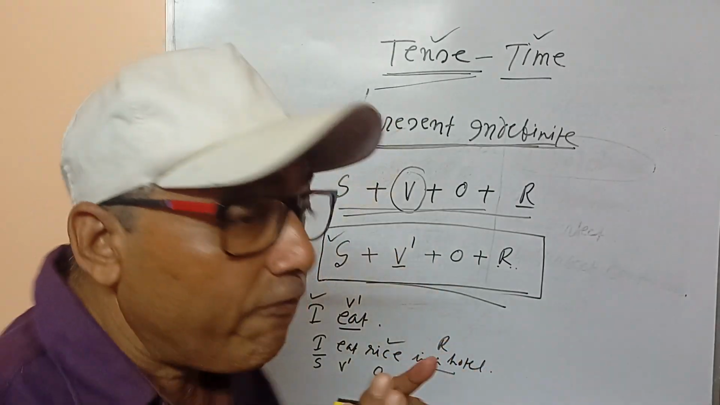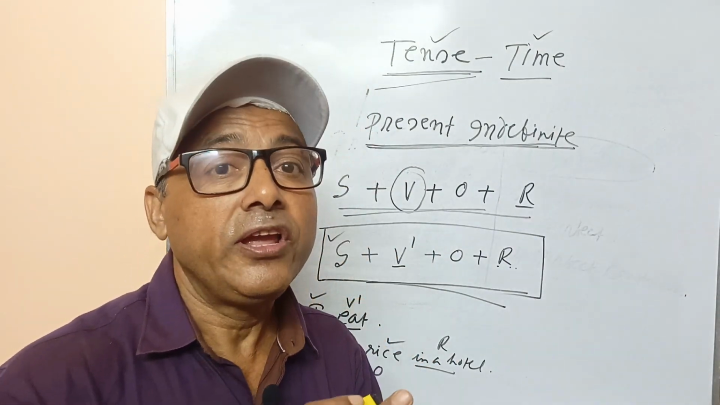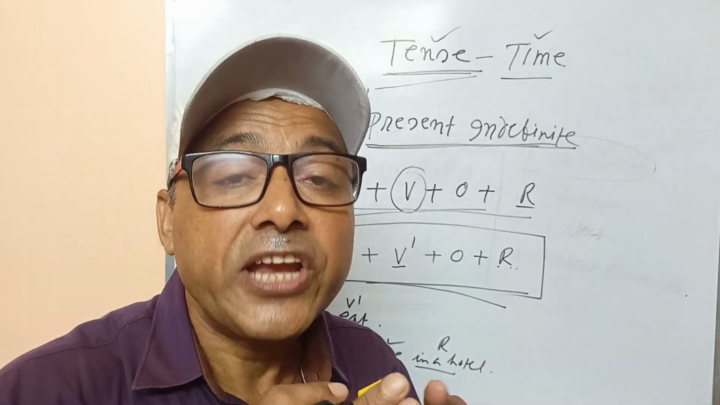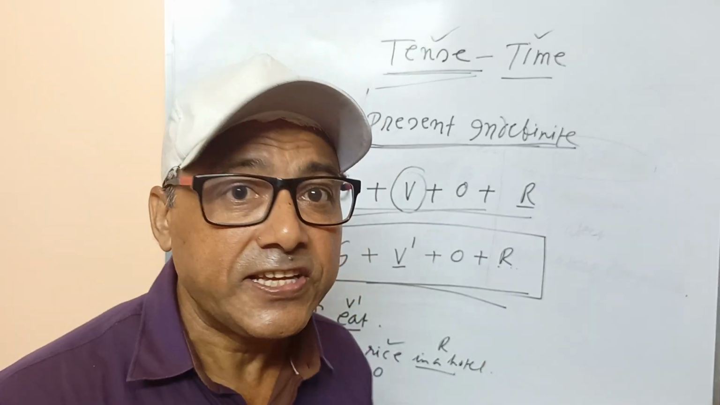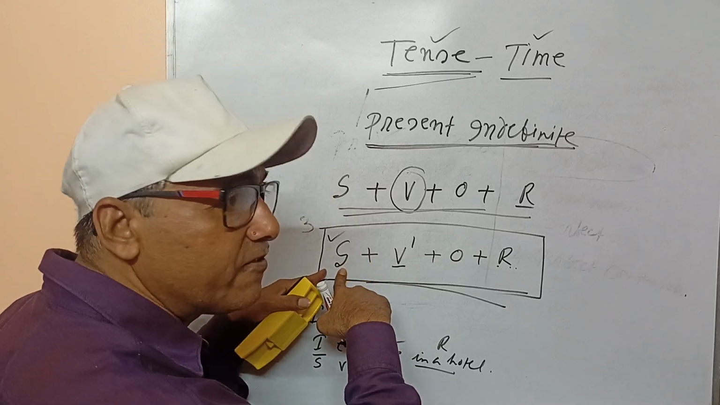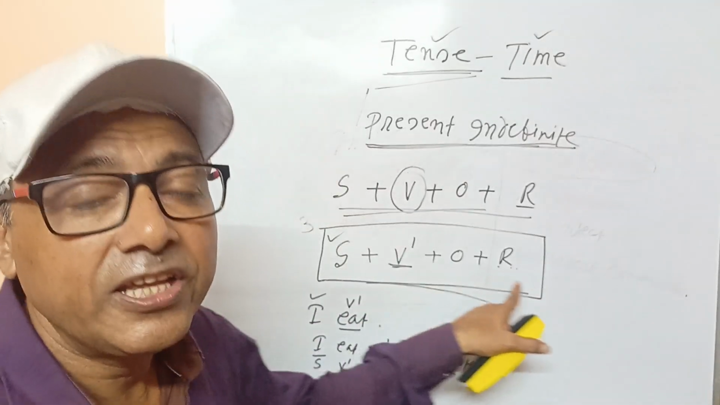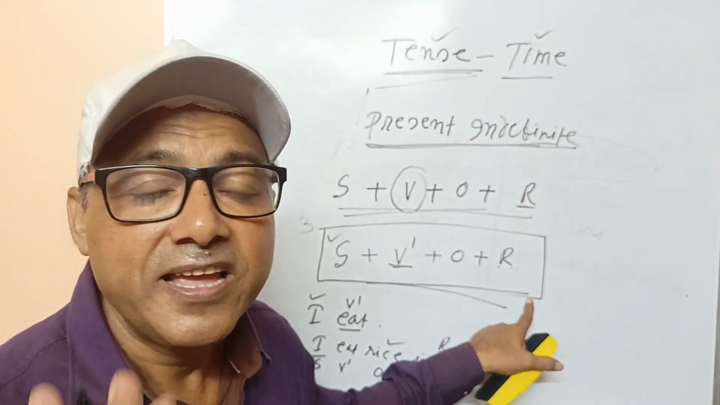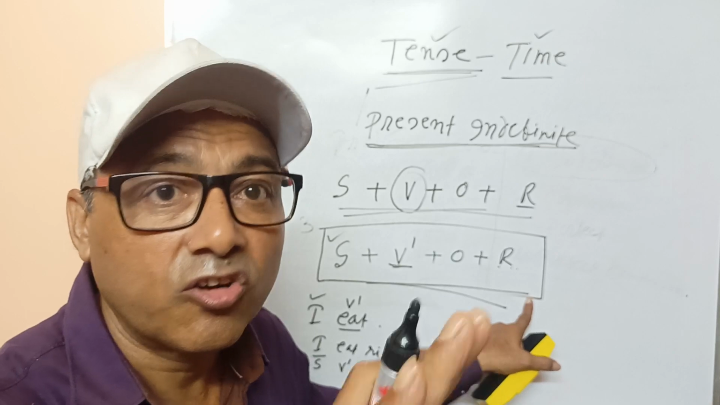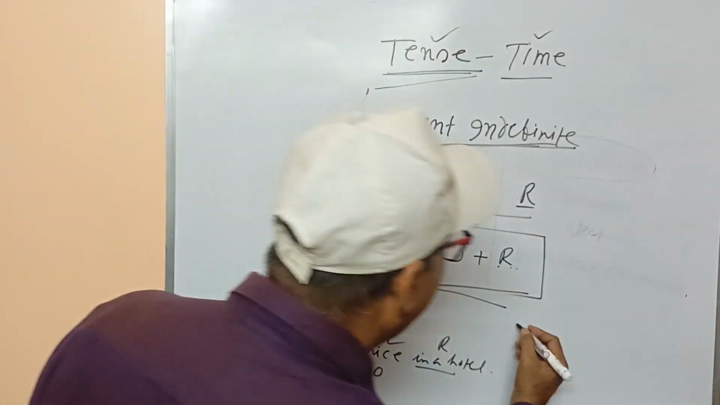So if I want to create indefinite tenses or present indefinite sentences, I have to follow this formula. Means subject first, verb one first, then object will come, then other parts of the sentences. In this way, we create a lot of sentences, right? I eat rice in a hotel.